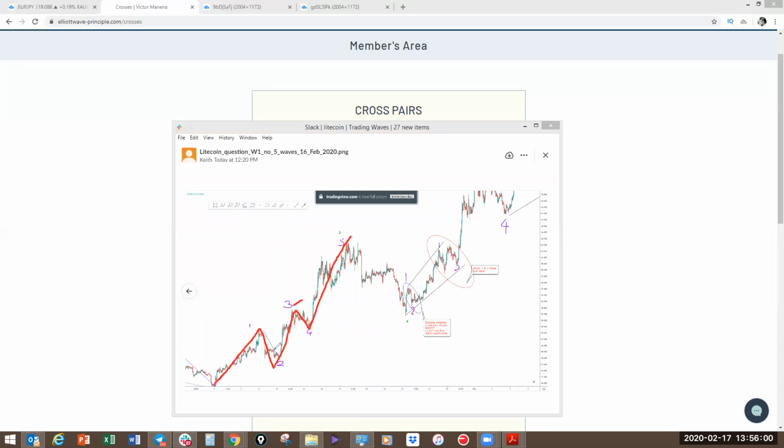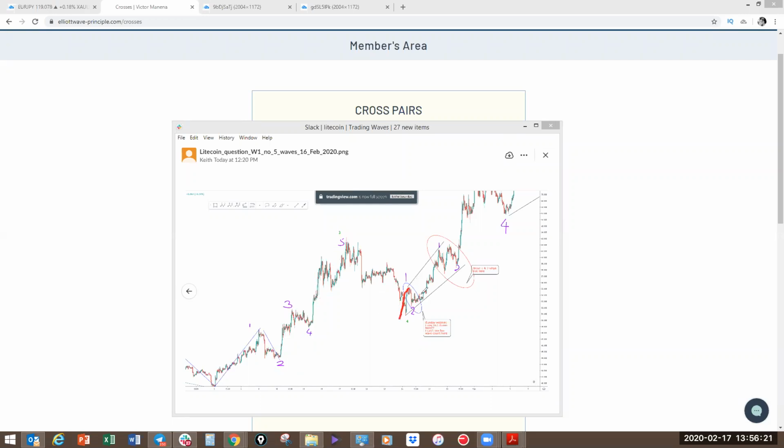This has broken the rules. Your wave 3 is shorter than the rest of the waves. Your wave 3 is shorter than wave 1 and 5, which is not allowed. It's against the rules. So you need to look at this labeling here: 1, 2, 3, 4, 5. So you've broken the rules there.